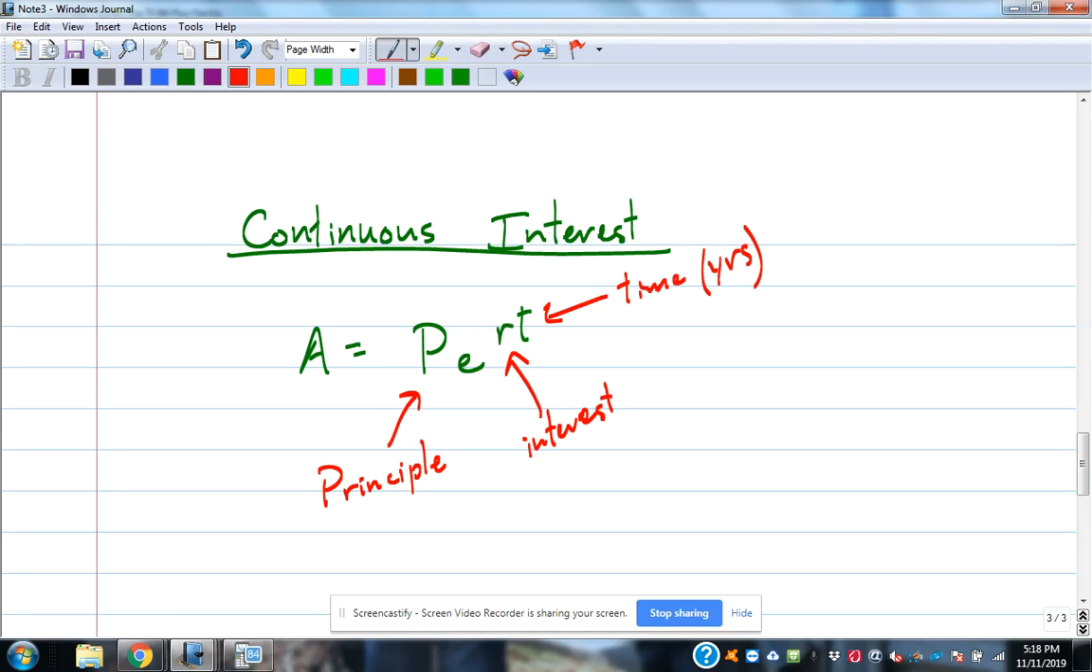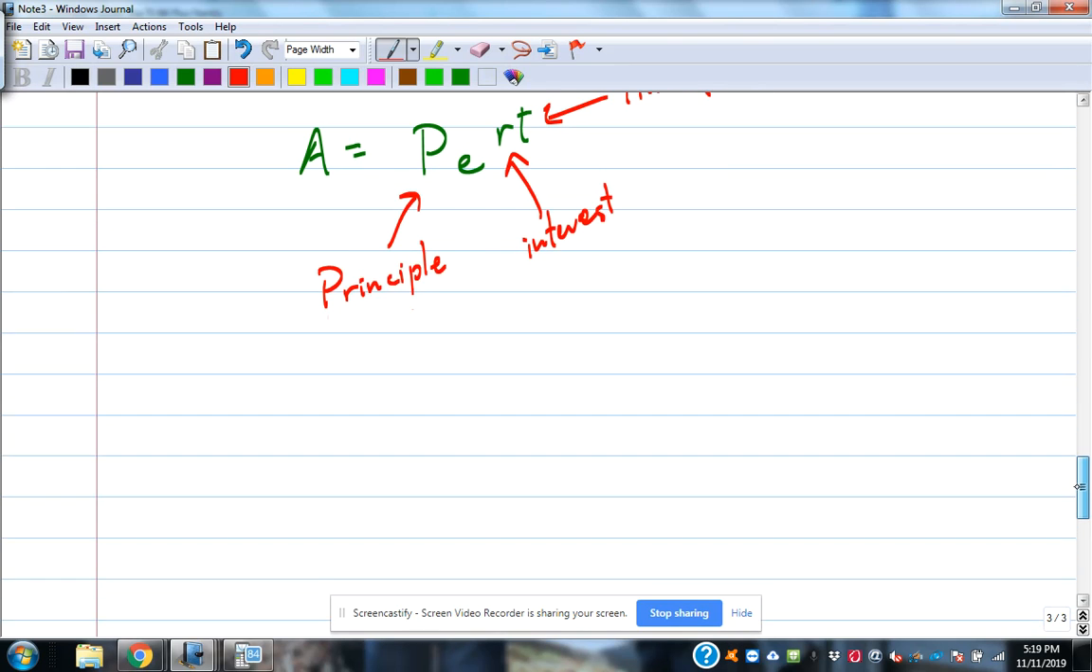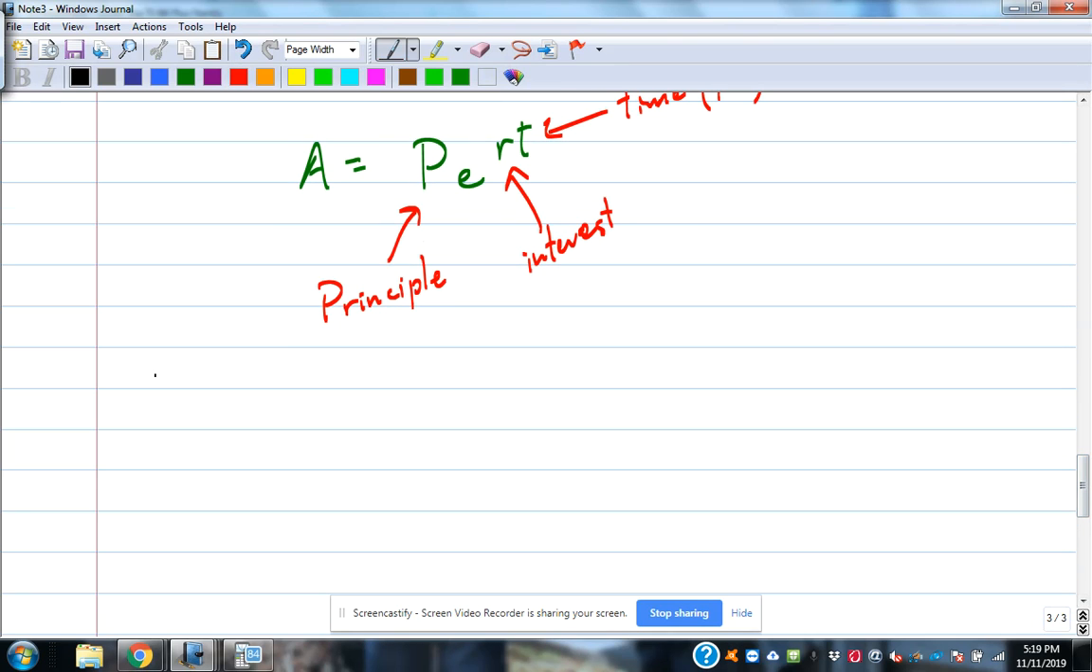Okay, so continuous interest, you might see that in a larger account type place, which is why a national bank would be what you would think you would see that in, because they deal with larger investments.